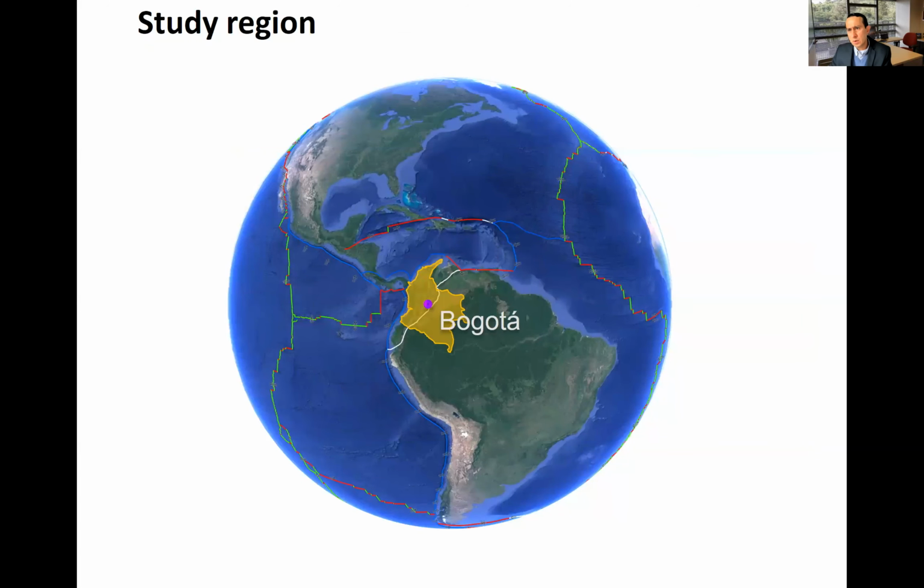So the study region we are considering in this study is located in Bogota. Specifically, we have located Colombia on the map. As you can see, we have some earthquake activity. We have subduction on the Pacific area. We also have some faulting in the mountains of the Andes.